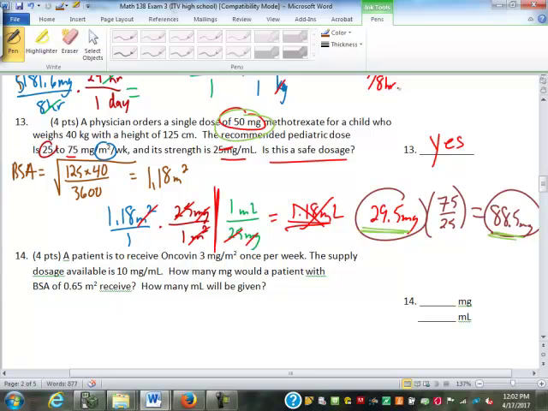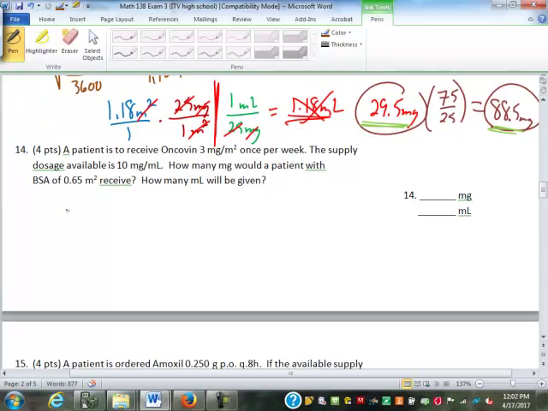Okay, number 14. Patient is to receive Oncoven 3 milligrams per square meter once per week. Supply dosage available is 10 milligrams per milliliter. How many milligrams would a patient with a BSA of 0.65 receive? So this is asking for milligrams. So we're taking that body surface area of 0.65 square meters, and it is 3 milligrams per square meter.